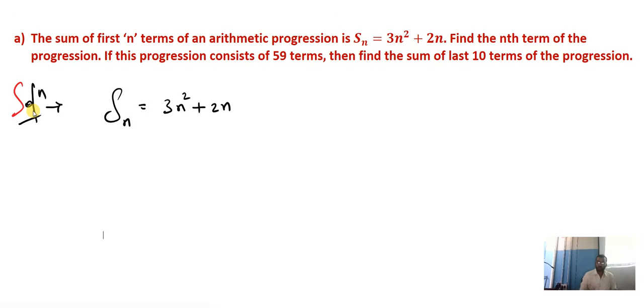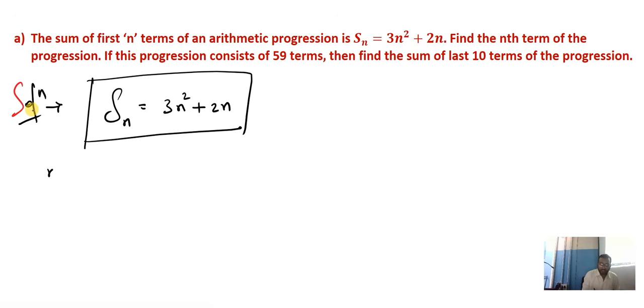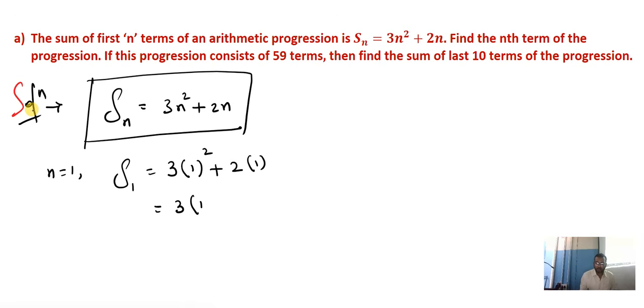Now first, once we see the word Sn, first what we have to do, this is the basic step we are supposed to do. First, let me take the value of n as 1. Now, S1, in place of n put 1, is equal to 3 times 1 square plus 2 times 1. That is 3, 1 square is 1, plus 2 ones are 2. That's nothing but 3 plus 2, that is 5. That is S1.